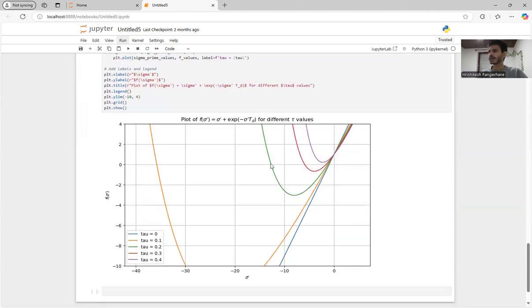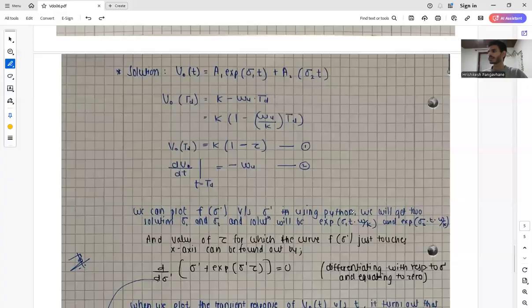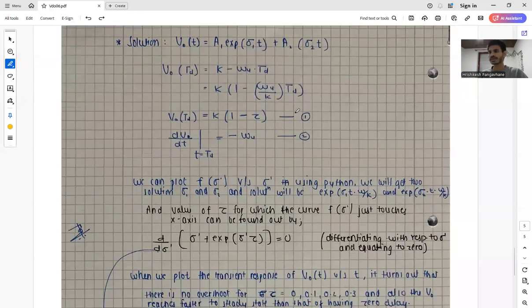So basically over here, if we see, this point and the point very close to this are giving us the values of sigma 1 and sigma 2, and when we put these values in our solutions, we will get our two solutions to our equations. We can find the values of a1 and a2 by boundary conditions, and hence we can find the v naught of t, and that's how we solve for v naught of t when we have a delay.